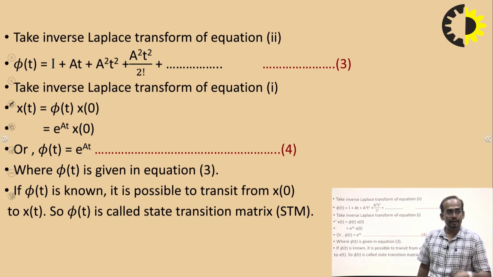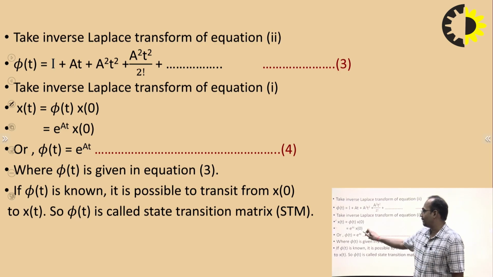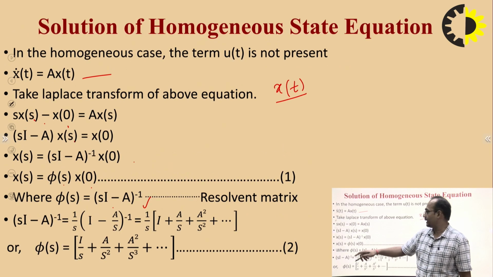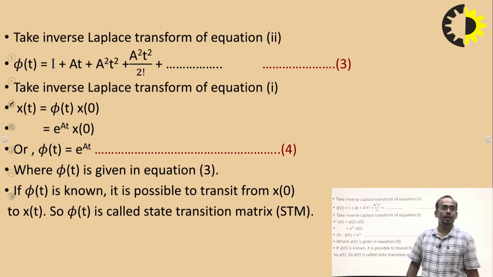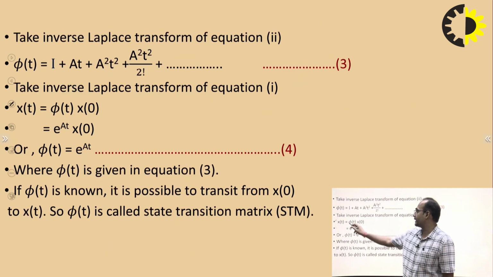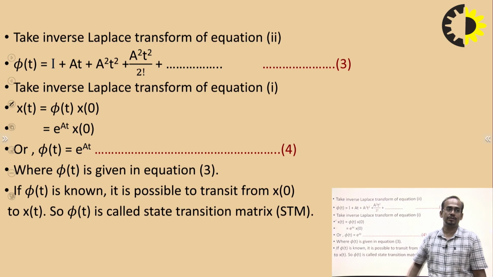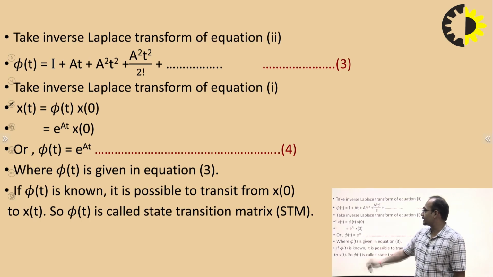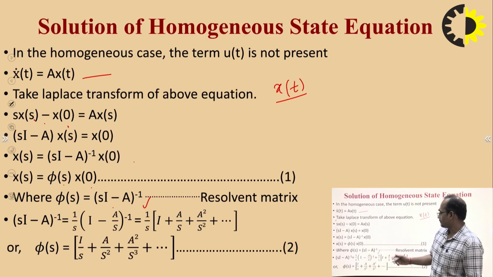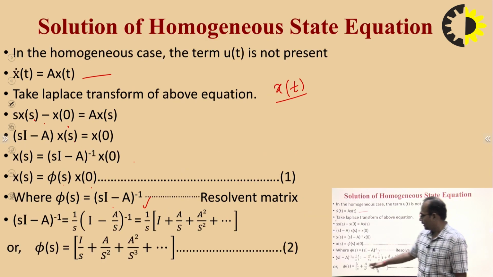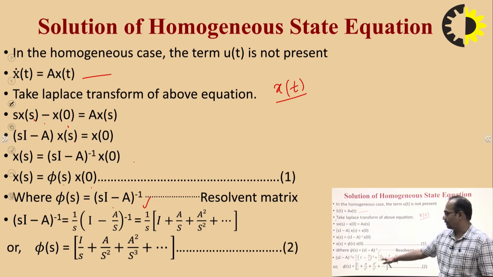So what will be the value of x(t)? You can take the inverse Laplace of this equation. X(s) is equal to phi(s) x(0). By taking the inverse Laplace, you will get x(t) is equal to phi(t) into x(0). This phi(t) is nothing but e power At, and this is nothing but phi(s); you can get the value of phi(s) from here.